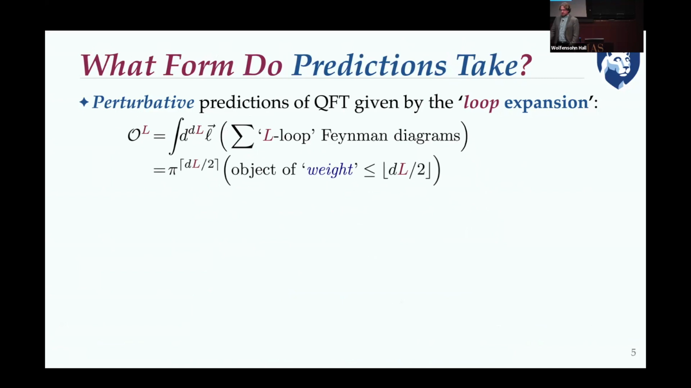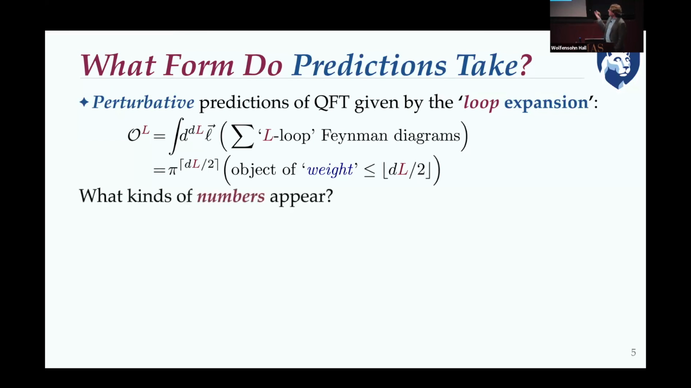Okay, so I want to just start with some phenomenology. Look through the literature and see what you find. The first thing is that this D times L dimensional integral you have to do, whatever it is, if there's a spherically symmetric part, which gives you pi to the ceiling of D times L over 2, times some object. We usually ignore this pi, by the way. And we talk about some object with bounded weight, at most D times L over 2.